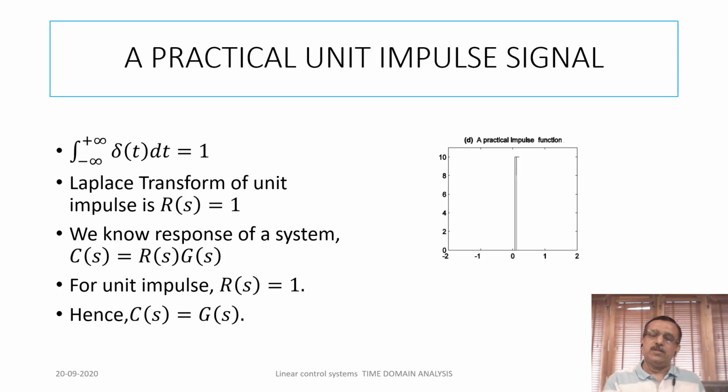Practically, we are engineers, so how will we give an impulse? We will give a signal of high magnitude and short duration. You see this magnitude is 10. I will represent it by delta t. If you integrate it from minus infinity to plus infinity, it should be equal to 1. Then we say it is a unit impulse. If it is 2, we say it is an impulse of magnitude 2. So this is a practical unit impulse. Suppose the time duration is 0.01 instead of 0.1, the magnitude will be 100.